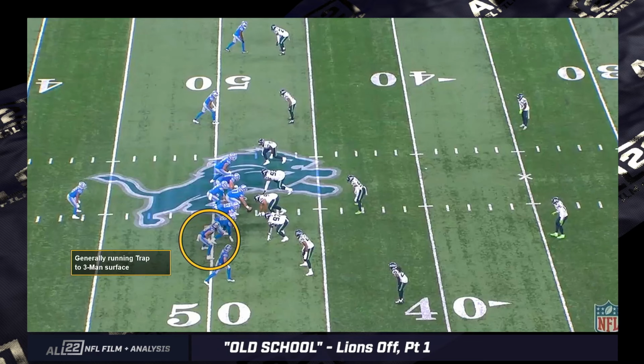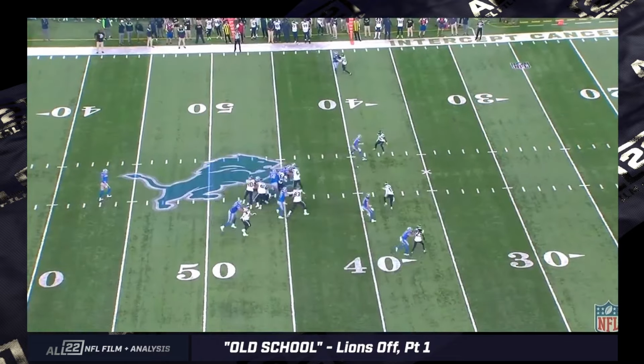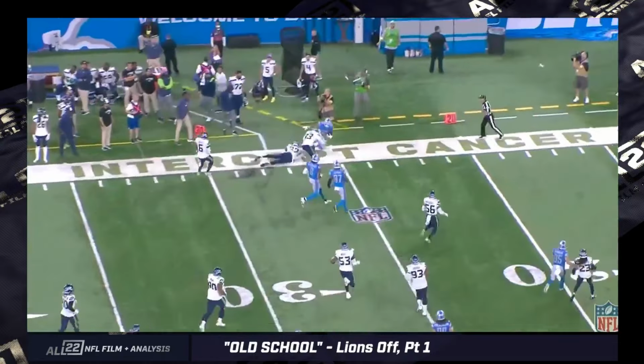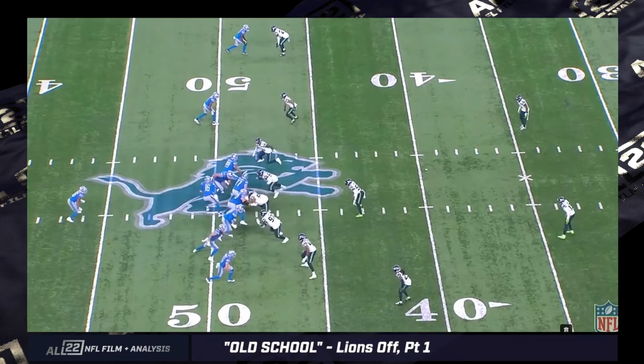Another element to this in terms of the trap is Ben Johnson and the Lions are generally running this to the 3-man surface side, meaning to the tight end side. Big gain, as you can see, against Seattle in week 4. Let's pull this back to the beginning so you can see what I mean. Hopefully, I don't know if I show you the end zone angle of this one.